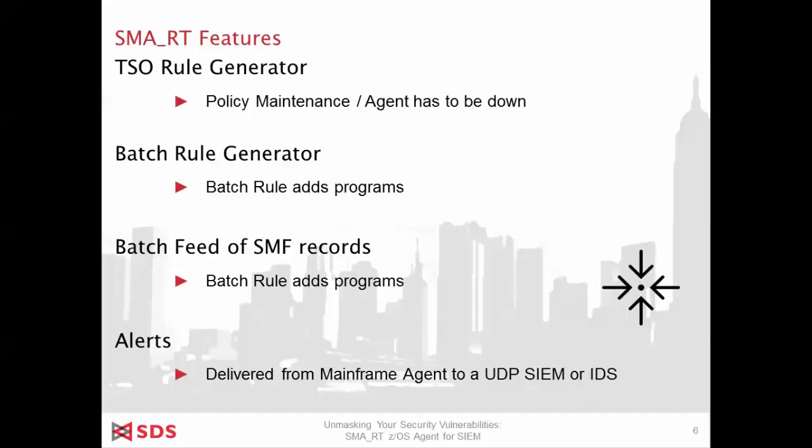Then we have the batch feed of SMF records. I think this is a really cool feature. You can submit a batch job that reads some archived SMF records, and then you can write them either in real time to the Smart product or to an output data set. So perhaps you have some archived SMF records, maybe from a year or two ago, and you need to figure out what occurred on them. Use the batch feed of SMF records to get visibility on what transpired on those SMF records or those events.